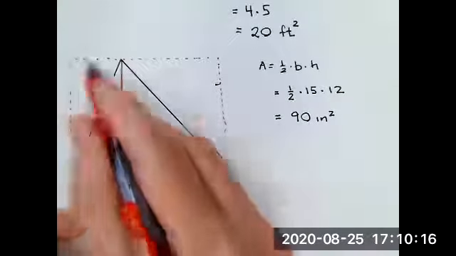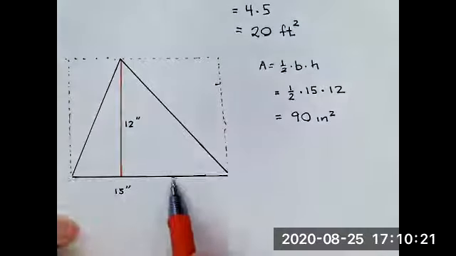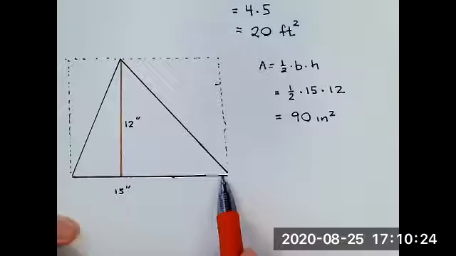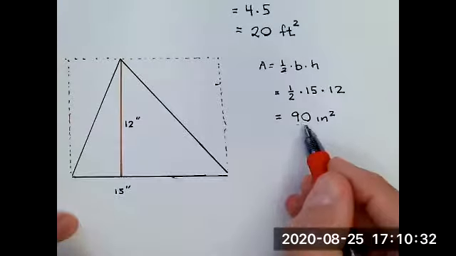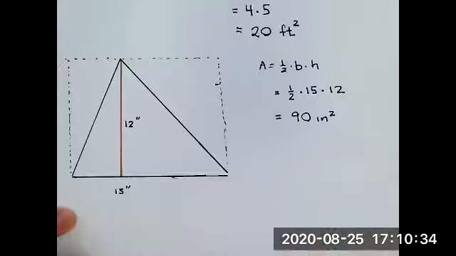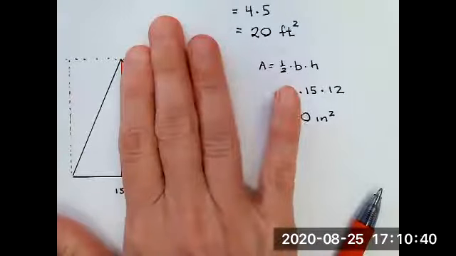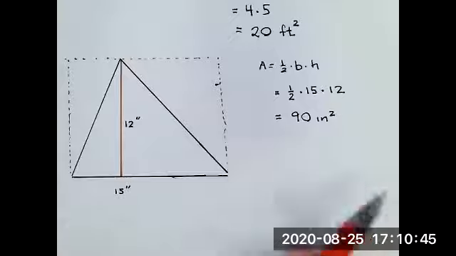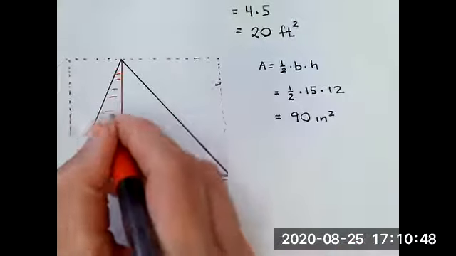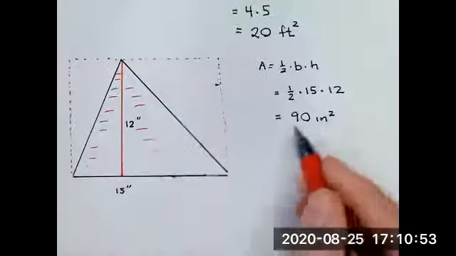And the area of this entire rectangle would be 12 inches times 15 inches, which is 180 square inches. Well, the area of the triangle is half of that. And you can see that if you look at this as two rectangles, it's half of this rectangle plus half of this rectangle. So half of 180 is 90.